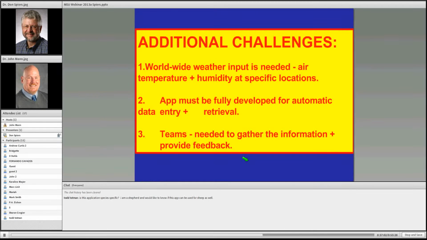The additional challenge, the ones that I just pointed out, is being able to have worldwide weather input from all over the US, from all over the world, using modules for temperature and humidity that can be located wherever we want. This is an easy solution, but then also to have an app that is fully developed for automated data entry on the animal, and being able to retrieve that information is going to be even more important. Ultimately, what we're creating are teams that are going to be assembled to gather that information and provide feedback to the user, with the Thermal Aid app being the central focus of that network.